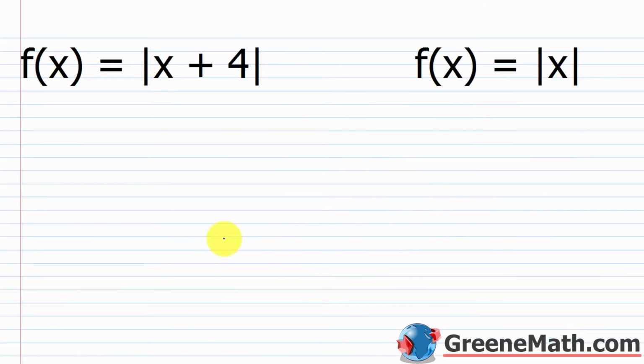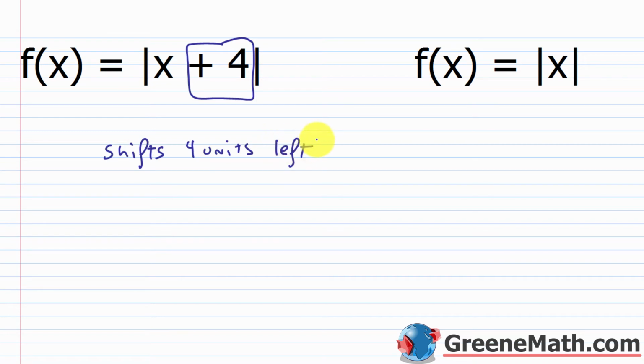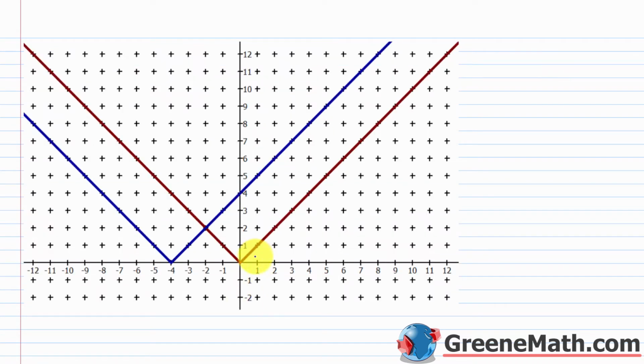All right, so what if I saw f of x equals the absolute value of x, and compared to that, I have f of x equals the absolute value of x plus 4. Well, in this case, I'm adding 4. So again, if I just think about it simply, what do I need to do to undo the addition of 4? I would subtract 4. So that means I'm shifting 4 units to the left. So we could say it shifts 4 units left, right? Pretty easy.